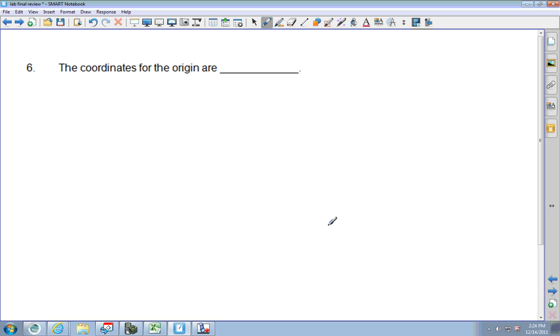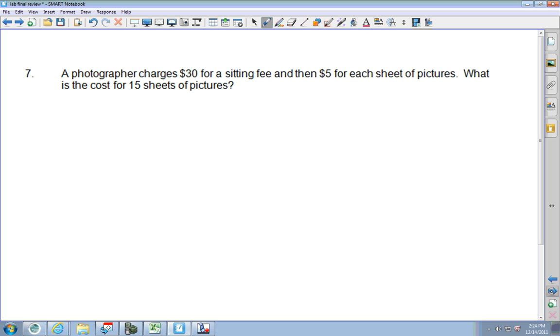Next, what are the coordinates for the origin? What is the origin? The origin is 0, 0. That's where on a graph it meets in the middle, right here.